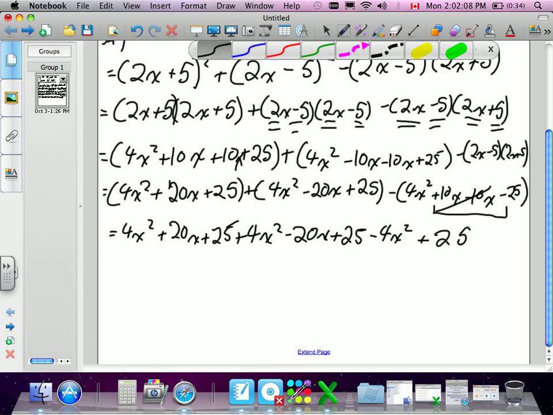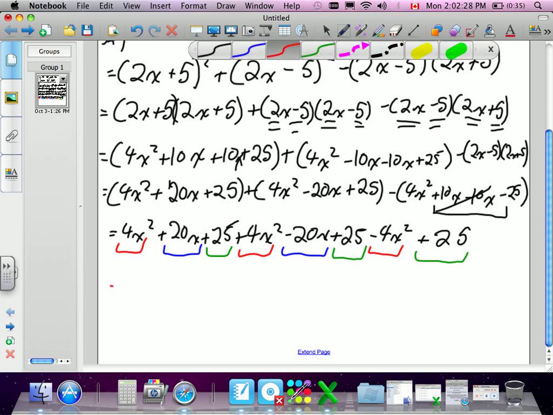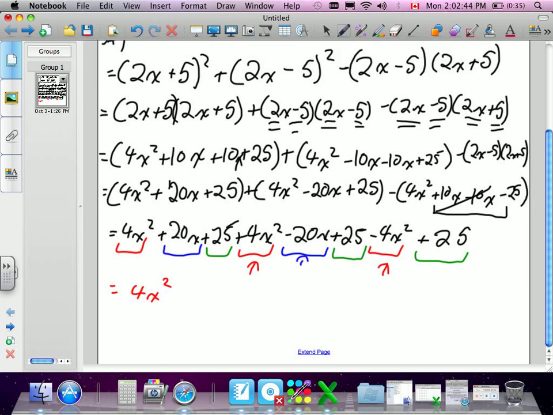Then I collect my like terms: all my squared terms, all my variables with one exponent, and all of our constant terms. So, I'll do them in red first. We get 4x squared plus 4x squared is 8x squared, minus 4x squared is 4x squared. Our blue ones, positive 20x minus 20x, cancel each other out, becomes 0.